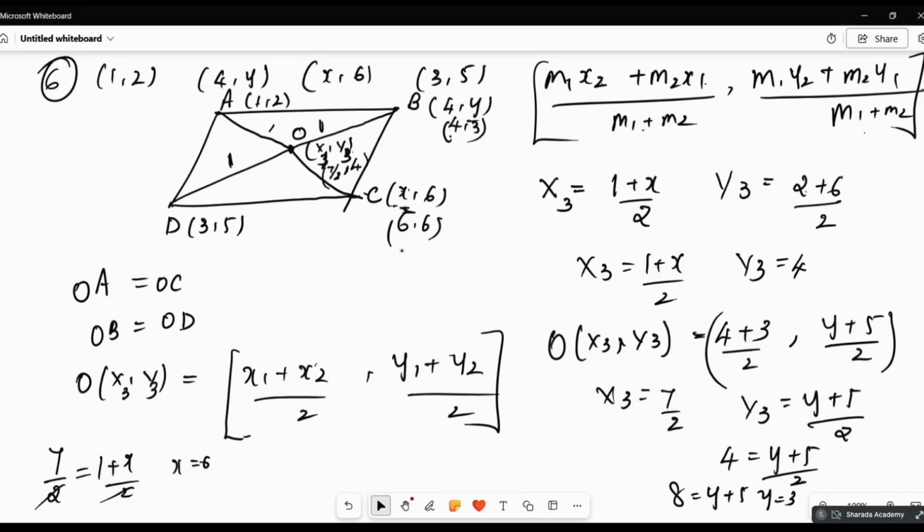Okay, so this is also very important. Many times a similar question is asked in the exam. In this, what we are using is that the diagonals bisect each other in a parallelogram. Bisected means divided into 2, so the ratios are 1:1, and O point is common for both AC and BD. Whenever you calculate from one, you can use that in the other. So x3 value is (1 + x)/2 and (2 + 6)/2. Similarly, x3 value is (4 + 3)/2 and y3 is (y + 5)/2. From that, I will be able to calculate x, y and the whole coordinate point.